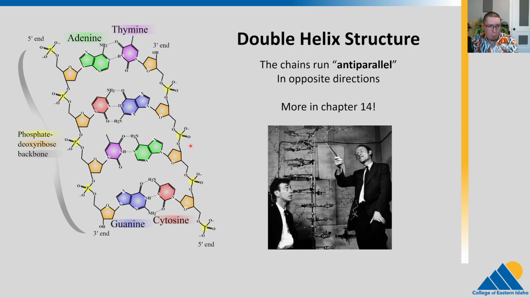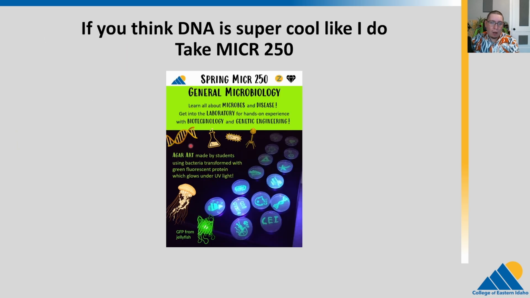Okay, so if you want to hear more about the model that Crick and Watson came up with, I recommend taking my Micro 250 class. We spend a lot of time talking about that, looking at the evidence that they used, whose experiments, whether they had permission to do that, and so on and so forth. So if you think DNA is super cool, Micro 250 is a great place to learn about DNA.